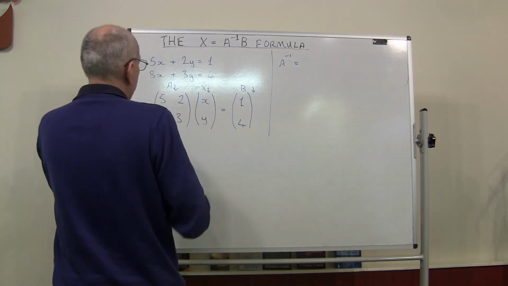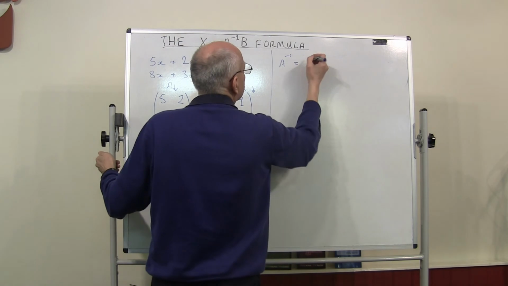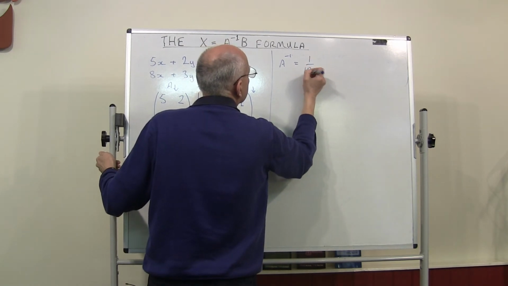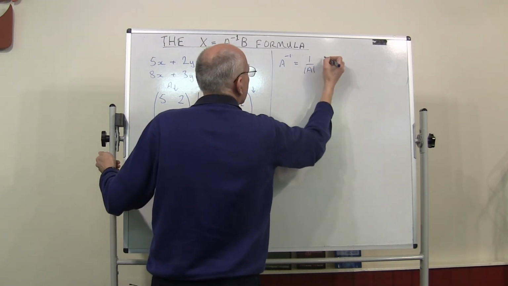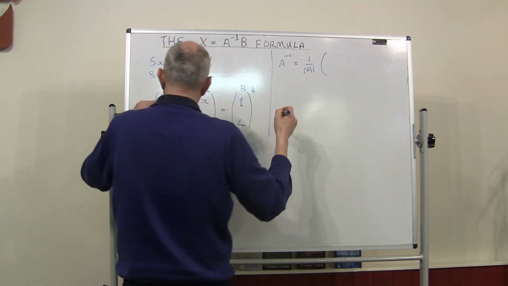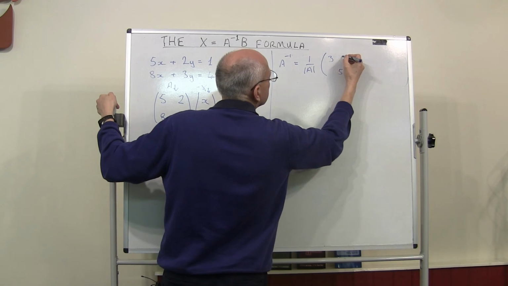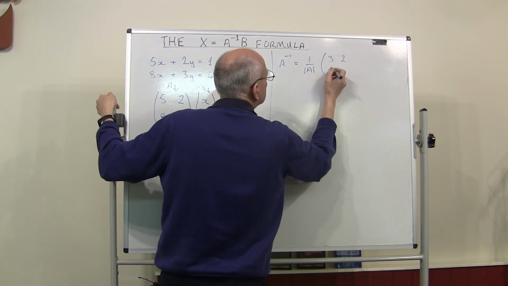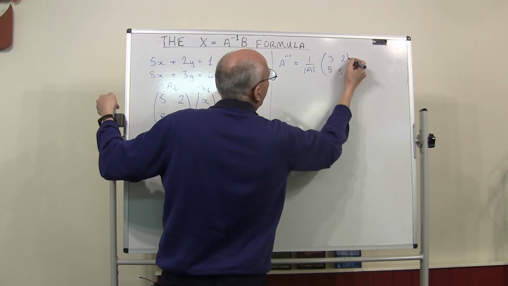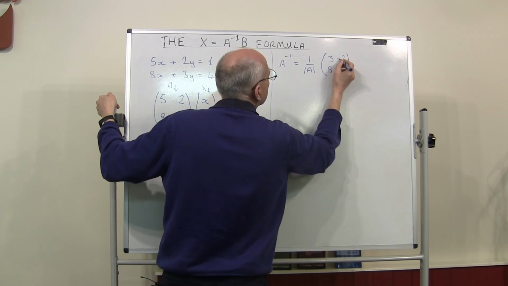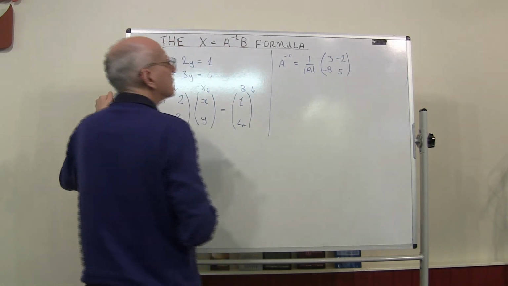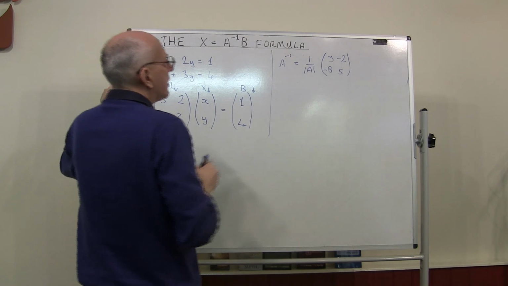Is going to be, so we swap the two numbers round. It's 1 over the determinant of A, so swap the numbers round, 3 there, 5 there, and swap the signs round. So they become minus and negative and negative. Okay.